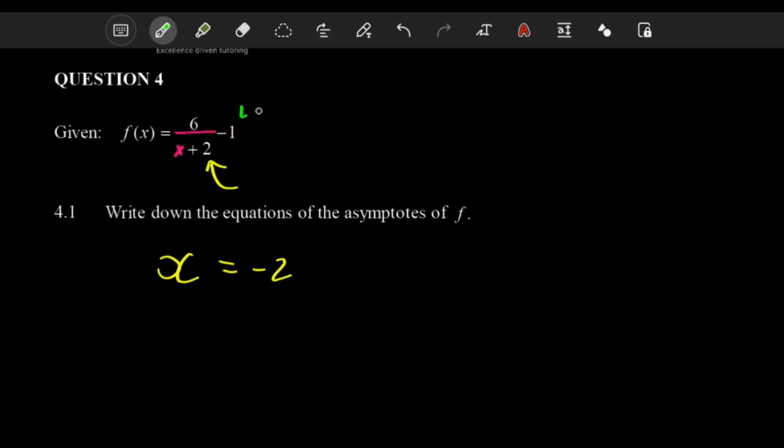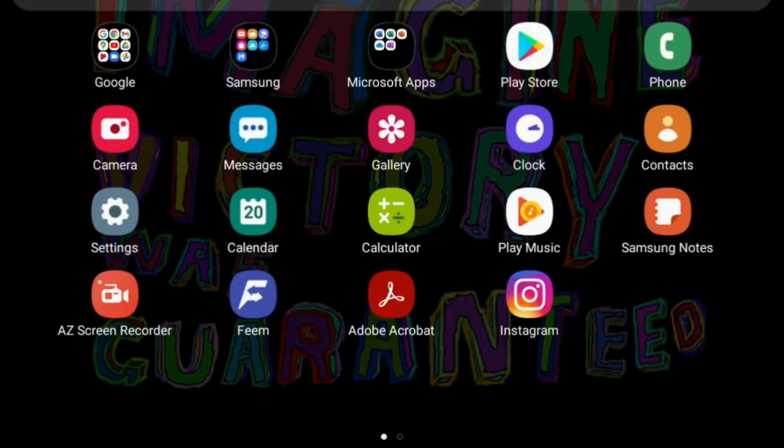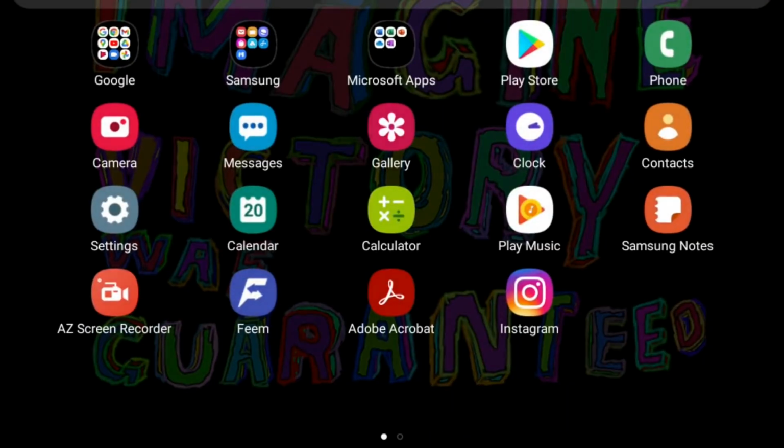And then for y, this will always give you the y value of your y asymptote, but this one you take as it is. So here it will be y is equal to -1.